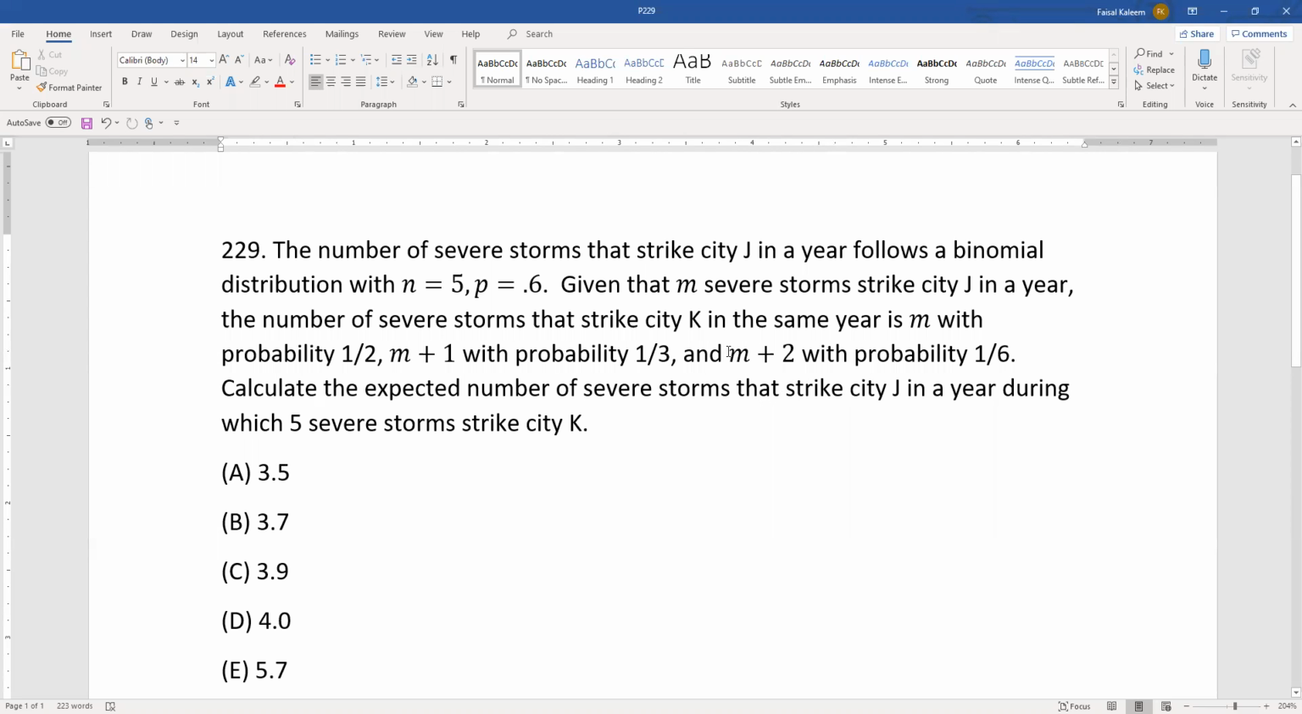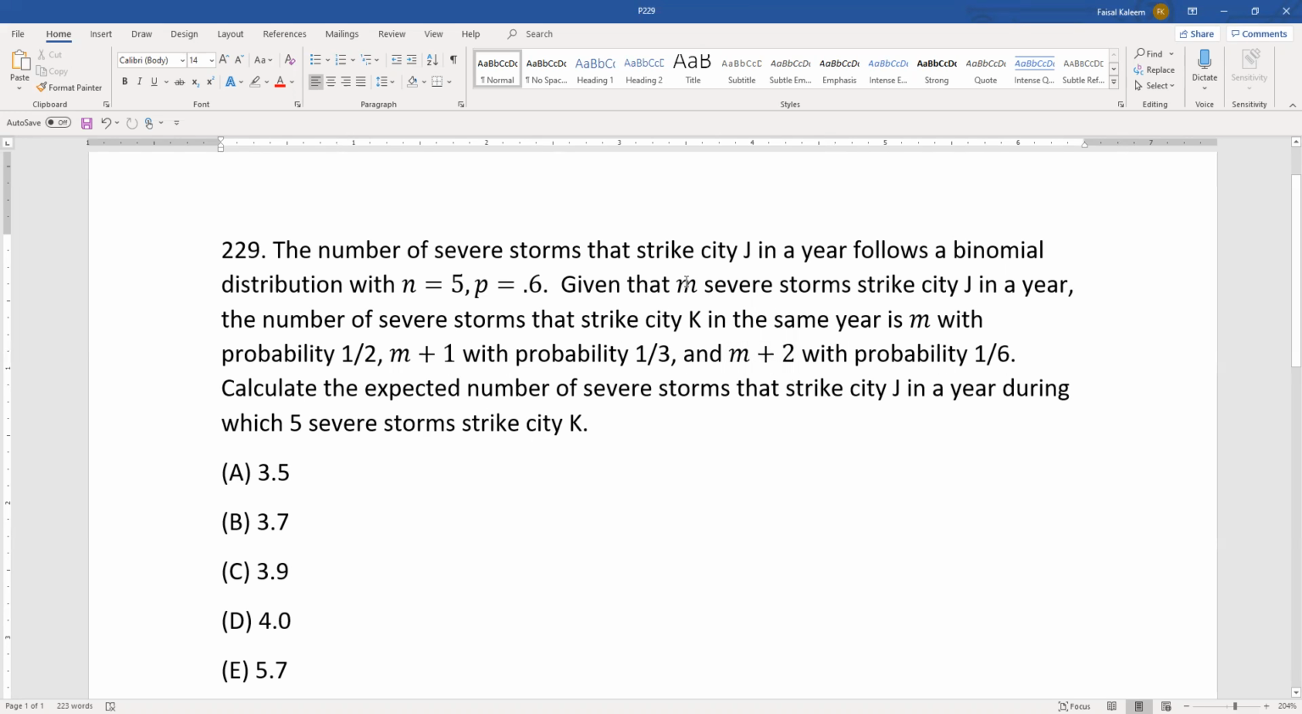The number of severe storms in city J in a year is binomial with n equals 5, p equals 0.6. Given that m storms strike city J in a year, the number of severe storms in city K in the same year is m with probability half, m plus 1 with probability a third, and m plus 2 with probability a sixth. Calculate the expected number of severe storms in city J in a year in which 5 storms strike city K. So let's understand this condition given over here.